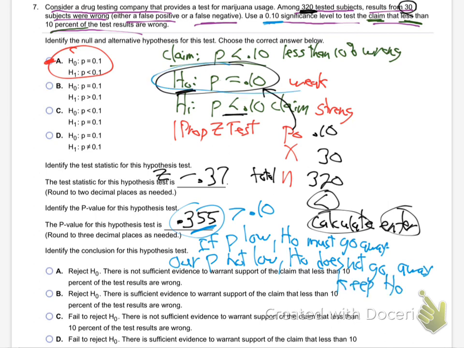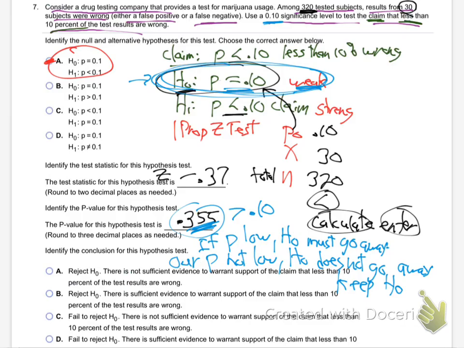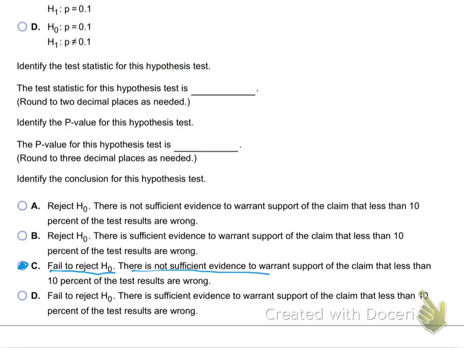So we're going to keep H0 because evidence is weak. That's just too high of a chance of luck. There's a 35% chance these results are just from luck. That's too weak of evidence. So we're keeping the original assumption, the H0, that p equals 0.10. That answer's right here. Fail to reject the null. We're keeping the null. We're not rejecting it. There is not sufficient evidence, right?